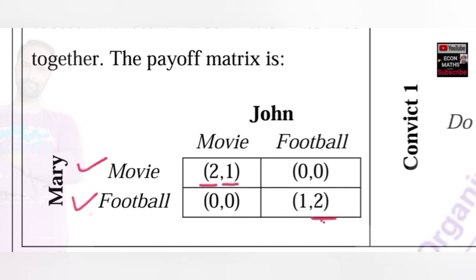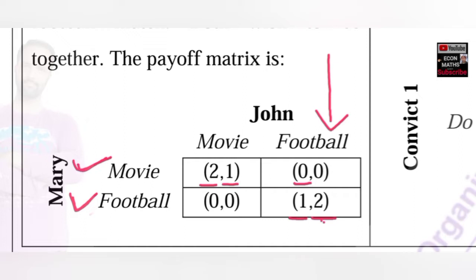Now let us see if John chooses to go for football. Again Mary has two options, either to go for movie or to go for football. Movie gives her 0 as payoff, football gives her 1 as payoff. Obviously 1 is greater than 0, so Mary will choose to go for football.